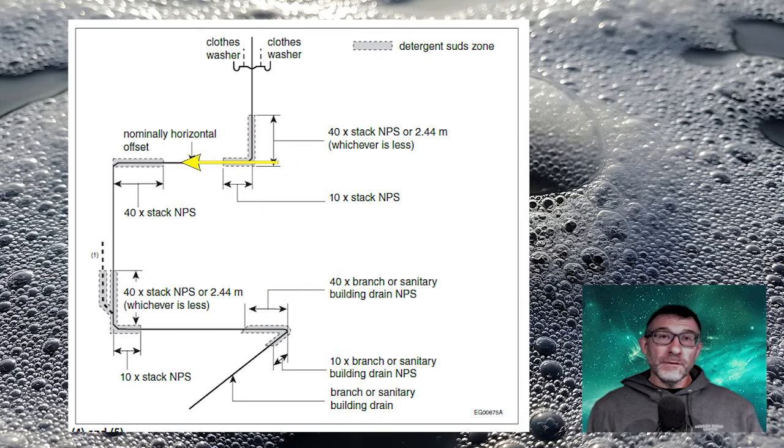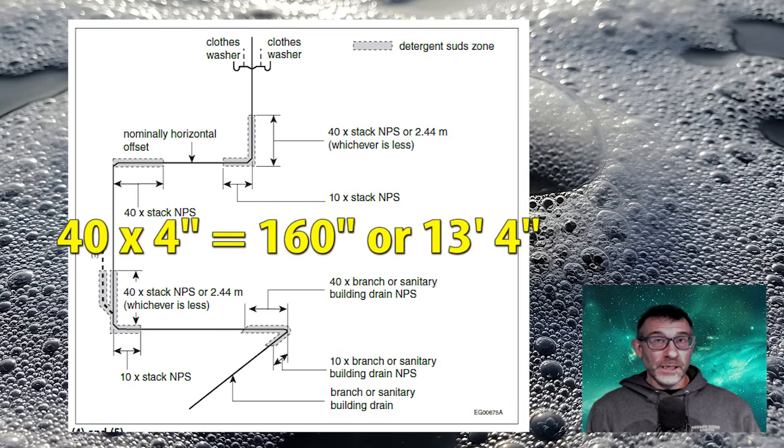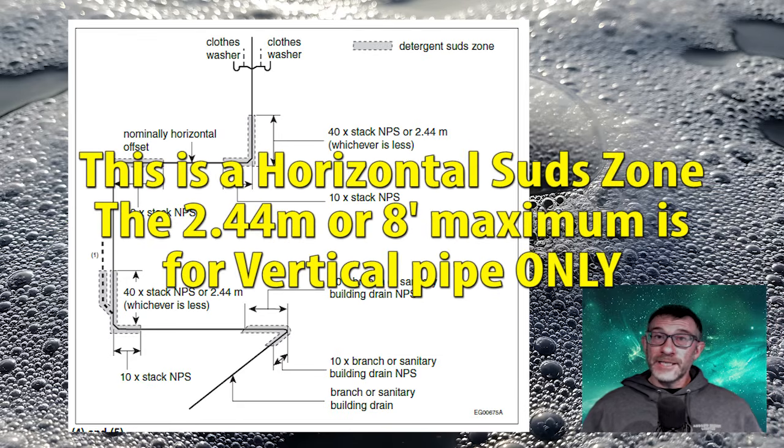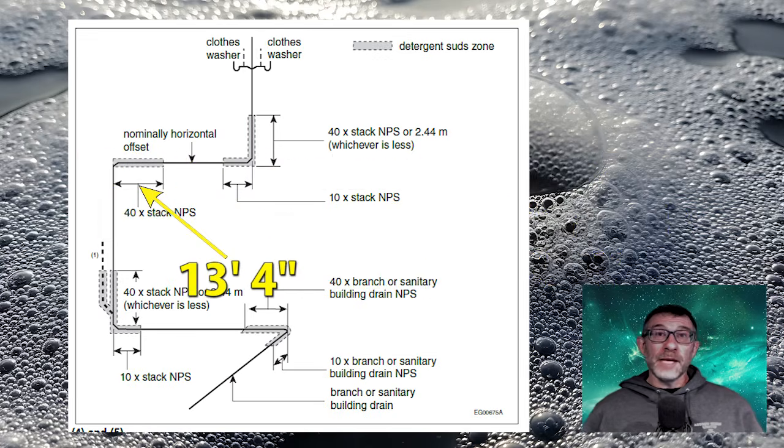As we travel down that horizontal portion, we come to another bend that is greater than 45 degrees. Now, I'm entering into it, therefore I need to be 40 times my nominal pipe size, so once again that calculation comes to 13 foot 4 inches. In this case, it is horizontal. Therefore, that 2.44 meter portion does not apply. I am not allowed to connect any branches within 13 foot 4 inches of that drop down through the vertical.